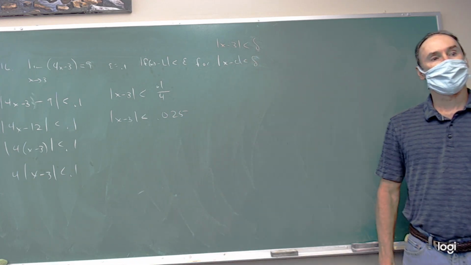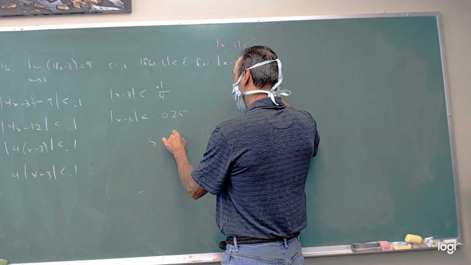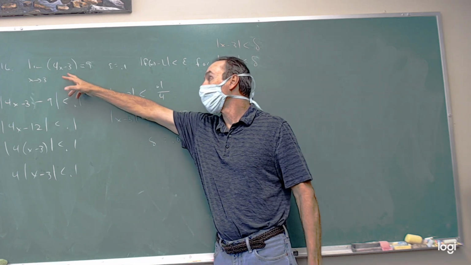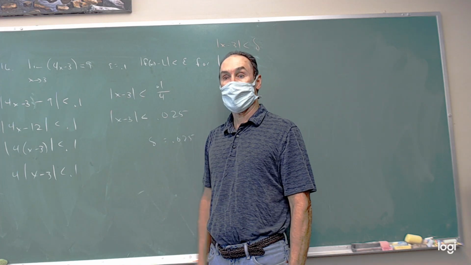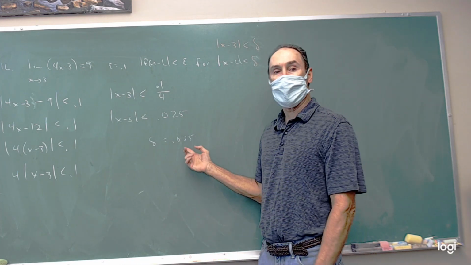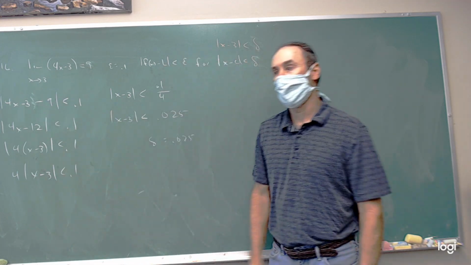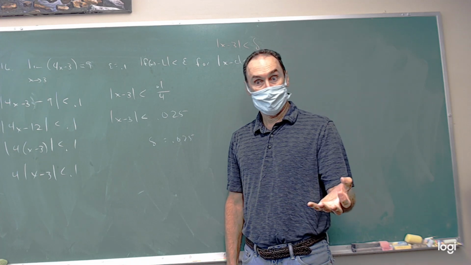Okay? And then we're done because now this is our delta. We have found the delta. So if we want all the values of our function to fall within 0.1 of 9, we'll choose all the x values to be within 0.025 of 3. That's what that says. Okay, tackle the next one.